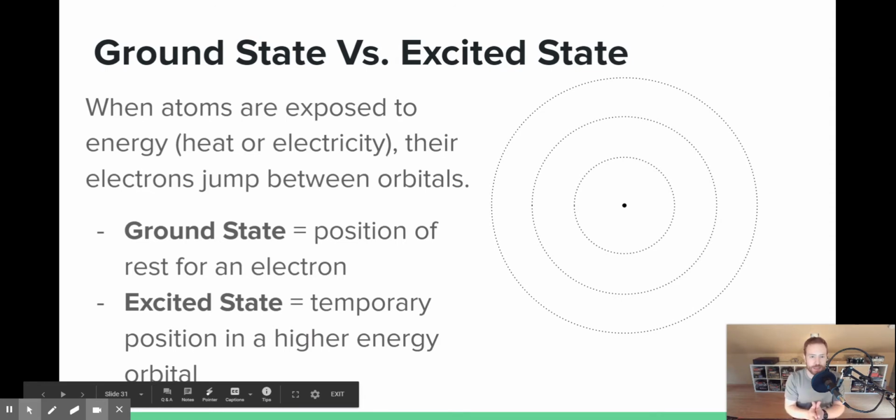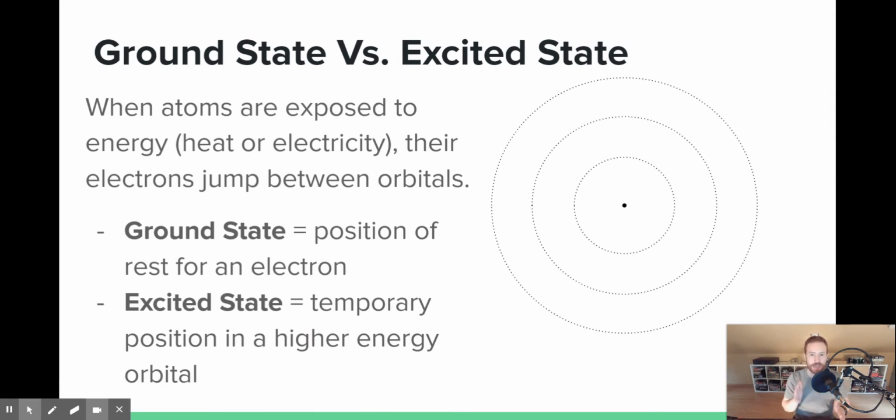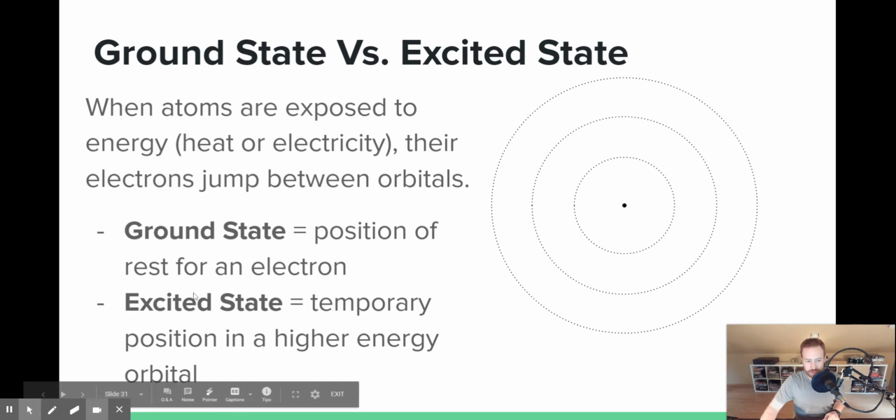To understand why this is, I need to explain the concepts of ground state versus excited state for an electron. We're still talking about electrons here. So, a couple of videos ago, I told you about orbitals and how electrons tend to exist in these clouds, these spaces surrounding the nucleus of an atom. And those spaces are split up into different levels.